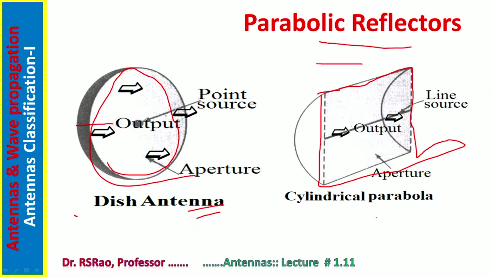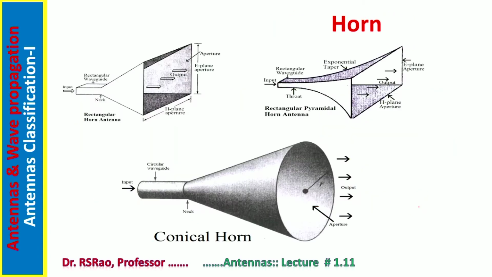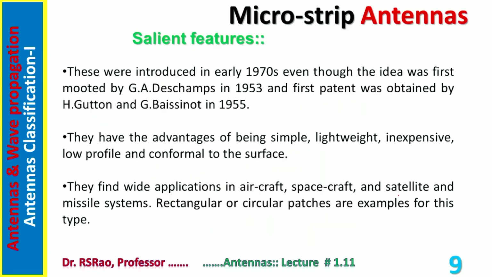First one is dish antenna, second one is cylindrical paraboloid. These are examples for aperture antennas. These are also examples for reflector antennas, which we are going to discuss soon. Horn antennas: rectangular horn antenna, pyramidal horn antenna, conical horn antenna. These are all examples for aperture antennas.